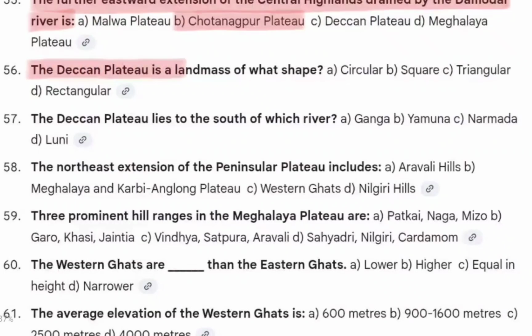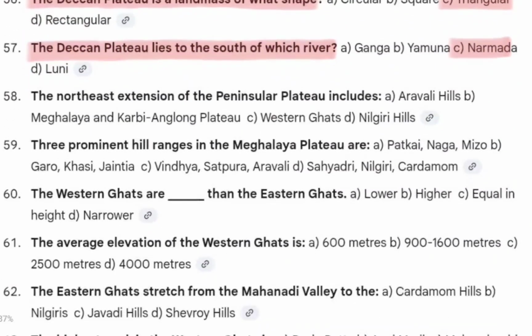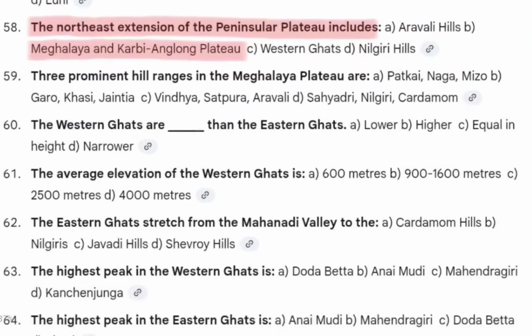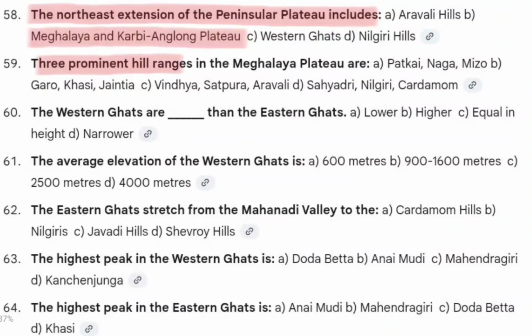The Deccan Plateau is a landmass of what shape? It is of triangular shape. The Deccan Plateau lies to the south of which river? It is the Narmada River. The northeast extension of the peninsular plateau includes Meghalaya and Karbi Anglong Plateau. Three prominent hill ranges in the Meghalaya Plateau are Garo, Khasi and Jaintia.